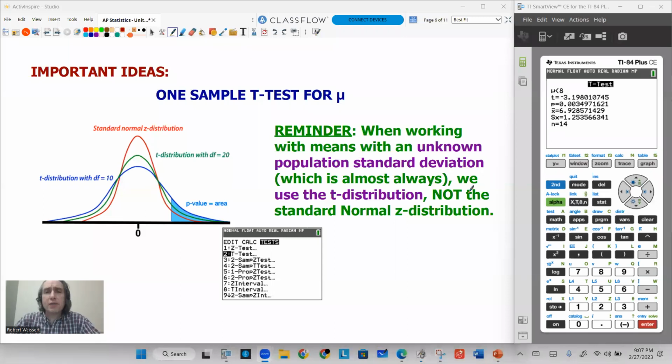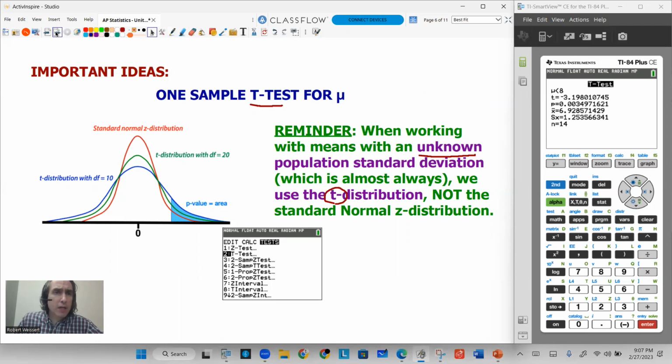And the important idea is, remember that anytime you're doing a mean, you're going to use the t-distribution. Because again, we do not know the population standard deviation. So we're going to stick with the t-distribution and use our degrees of freedom to help determine how close to approximately normal it's going to be. But remember, the higher the sample size, the more it's going to be like a normal distribution. So we stick with a t regardless of the sample size, as long as we do not know our population standard deviation.